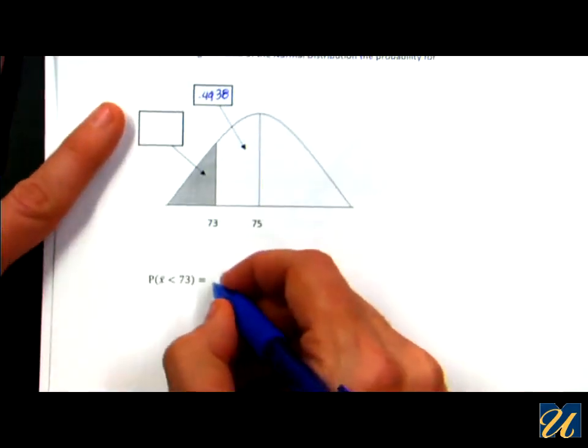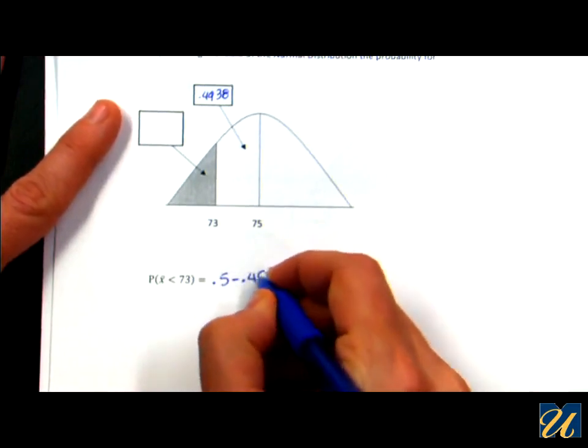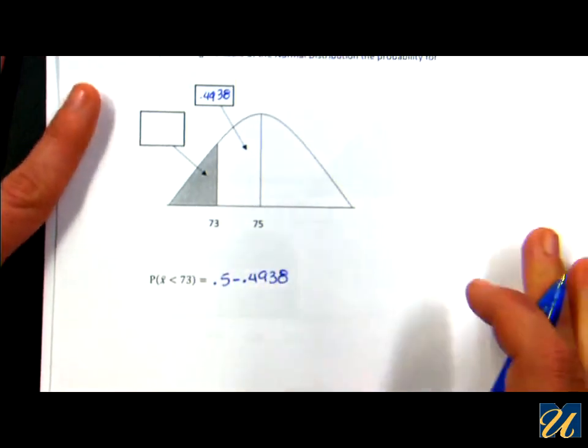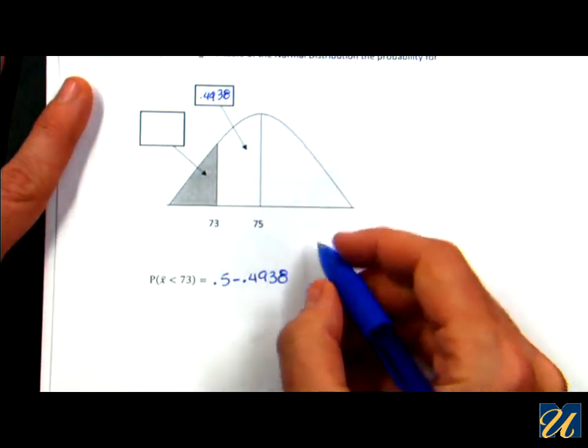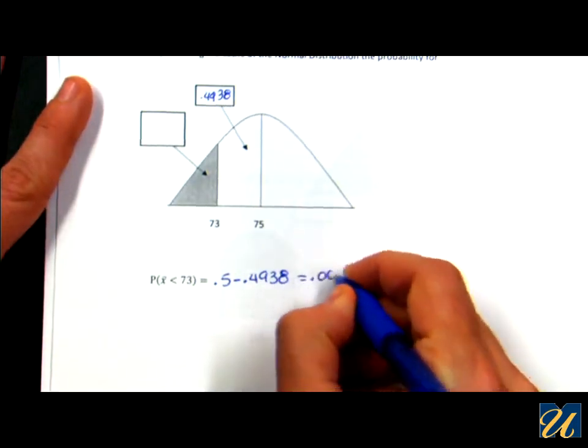We're looking for a tail, 0.5 minus 0.4938. So this is equal to 0.0062.